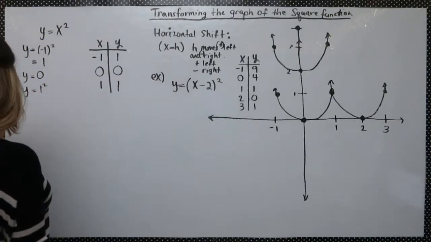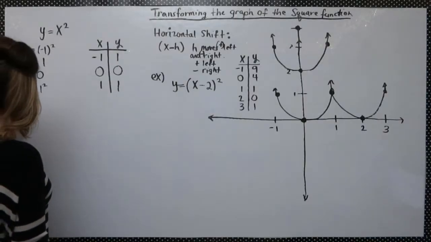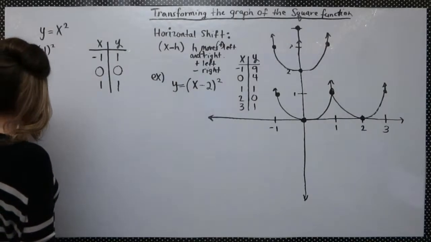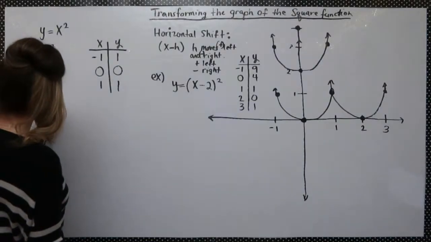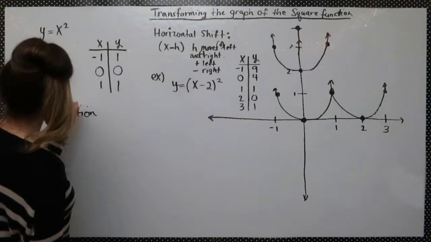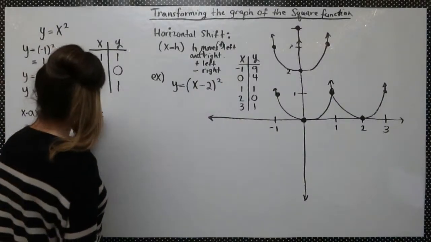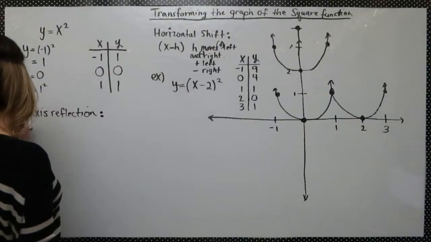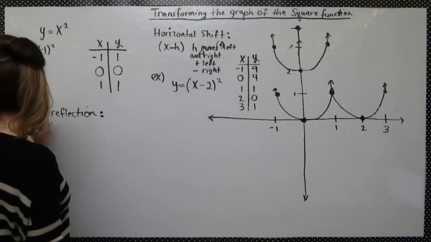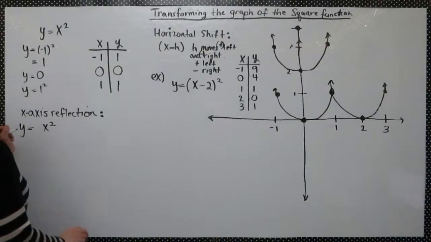So we'll go ahead and erase, we'll leave the horizontal shift up for a moment. So we have the negative reflection. So we have an x-axis reflection at y equals negative x squared. My negative is kind of crooked. Let me fix it.